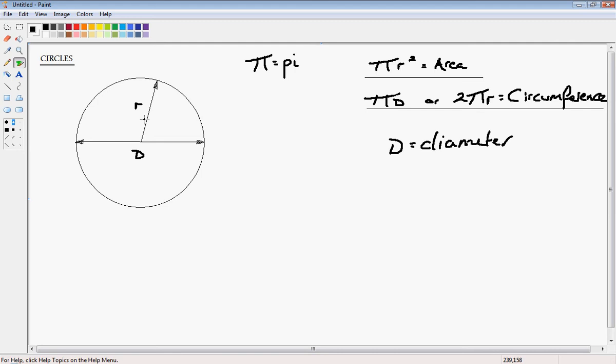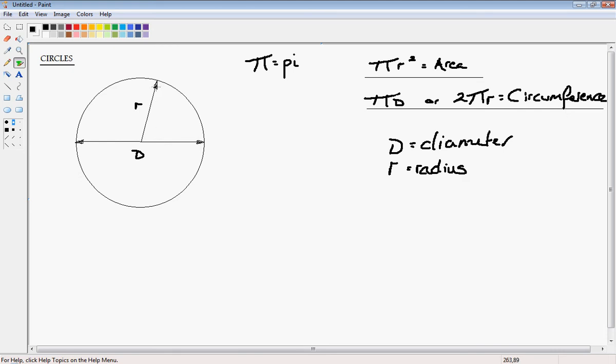Then from the center of the circle out we have r. Now r is what we call, we don't call it whoops, we call it the radius. Okay, so the radius is from the center of the circle out so that it touches the circumference, and then the width of the circle, the full width, is the diameter.